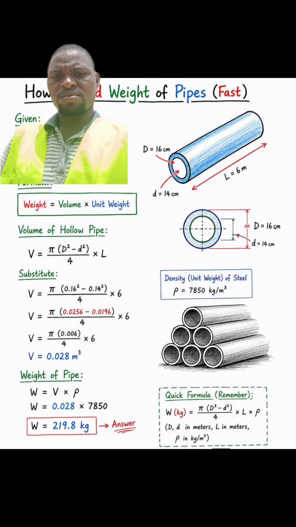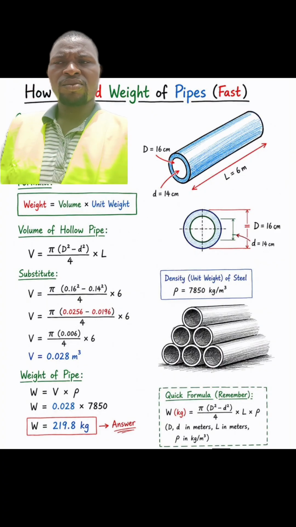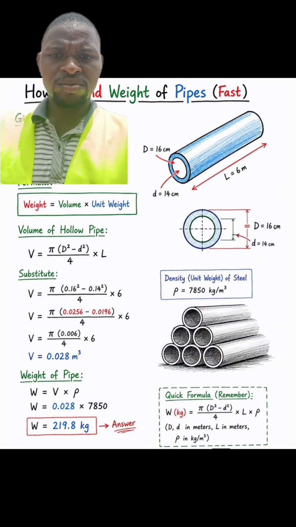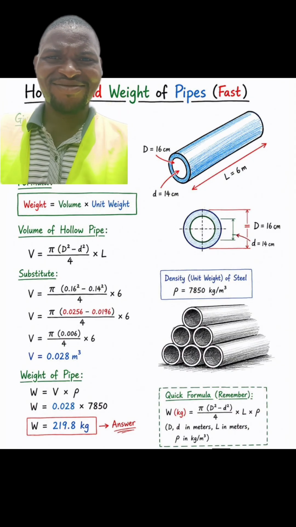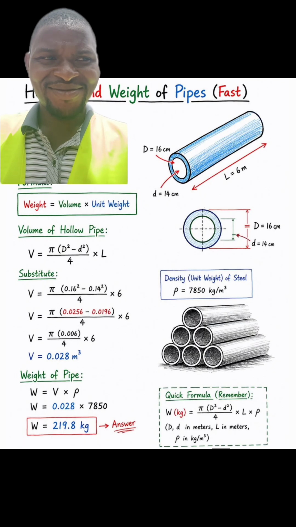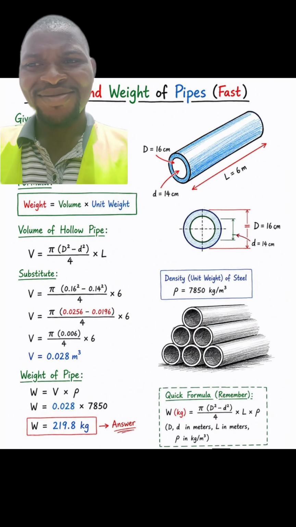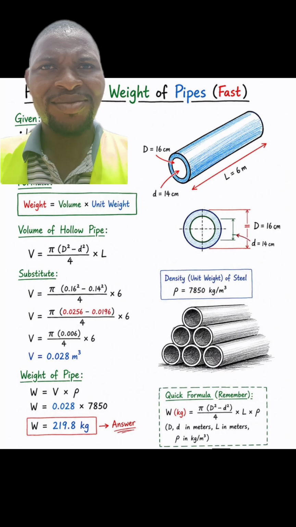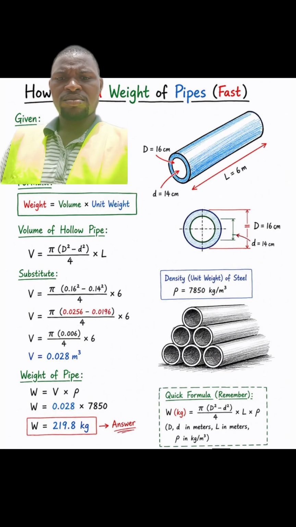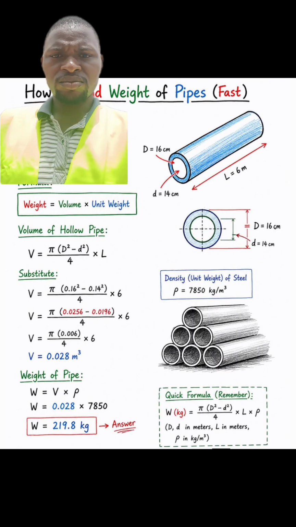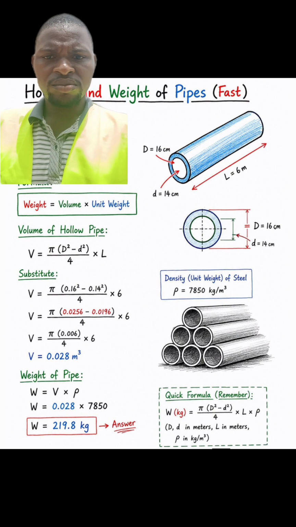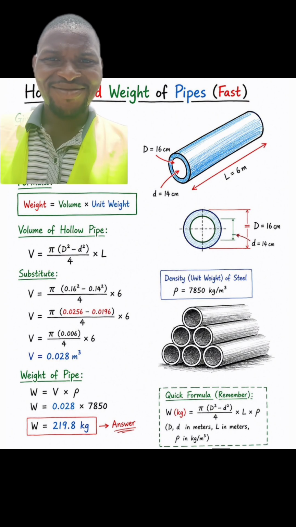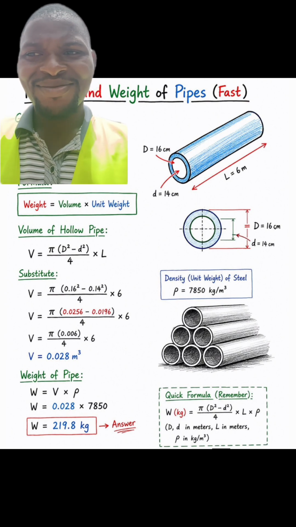Then the quick formula we used here, which is W, in kg, equals pi times D, that is the capital, minus the small d, squared, over 4, multiplied by your length multiplied by your density. So you can get the weight of the pipe directly, without separating the calculations the way we did. You can just get W equals pi times D square minus small d square over 4, times your length, times your density.